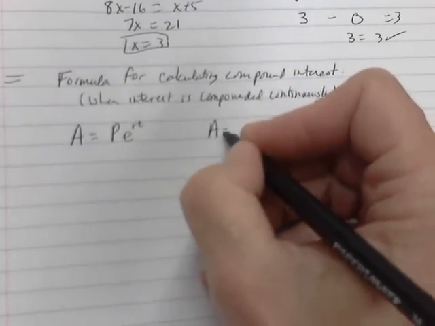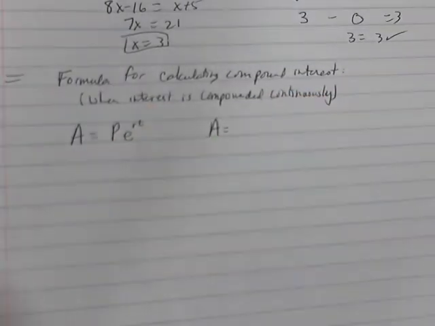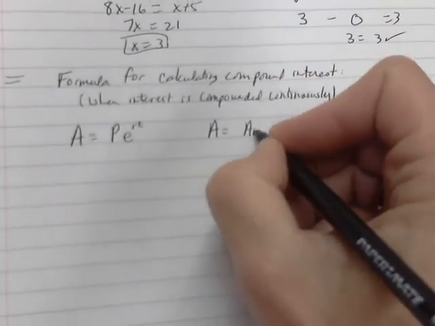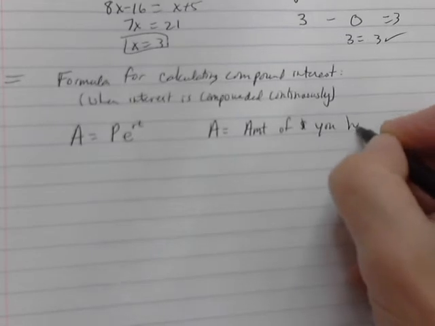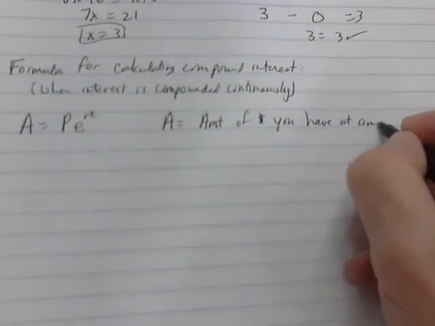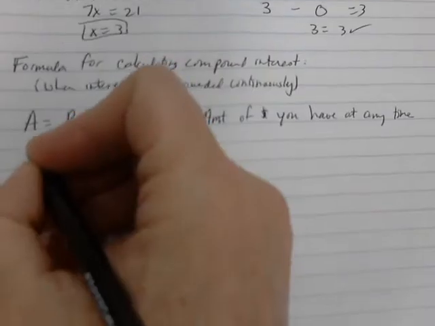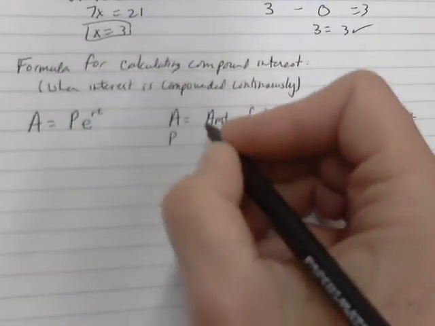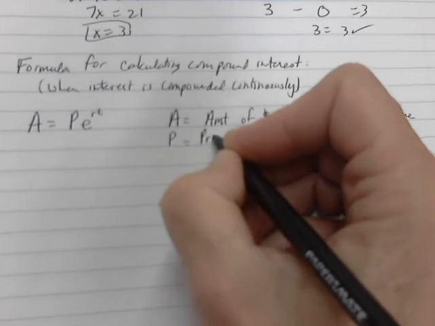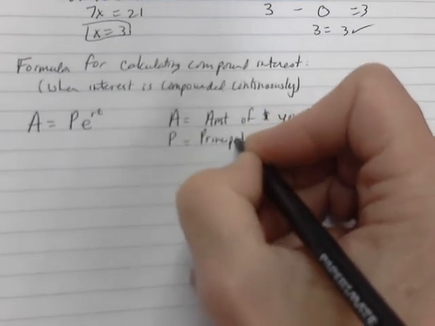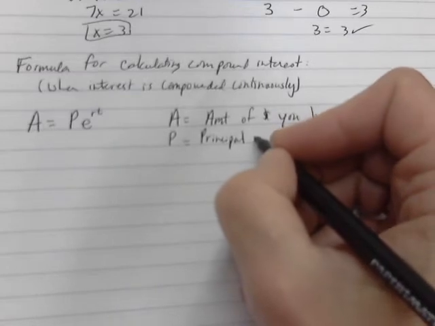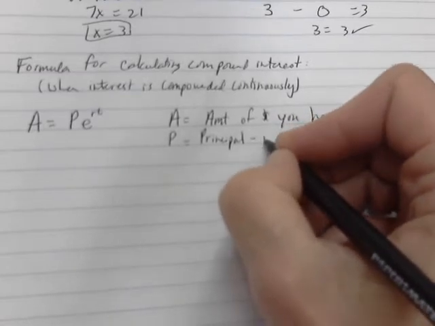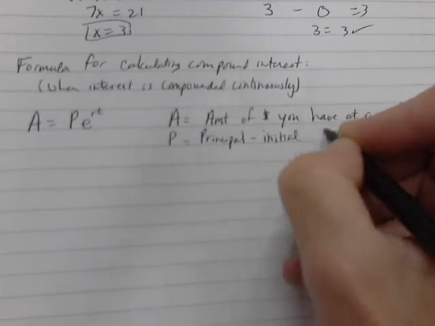A stands for the amount of money that you'll have at any point in time. A is the amount of money you have at any point, at any time. P is called the principal, and the principal is the initial investment. That's the amount of money you put in the bank in the beginning. Initial investment.